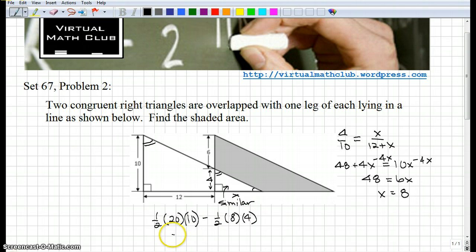So what do we get when we do that? This ends up being 10 times 10, which is 100. And then this becomes essentially 4 times 4, which is 16. And when we subtract 16 from 100, we get 84. So the area of the shaded region is 84. Now we're not given any units, so we'll just call it square units, whatever those units happen to be, whether they're centimeters or feet, miles, I don't know. But there's our answer: 84 square units.